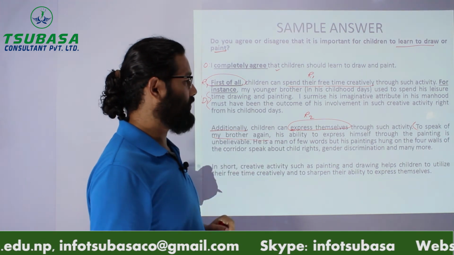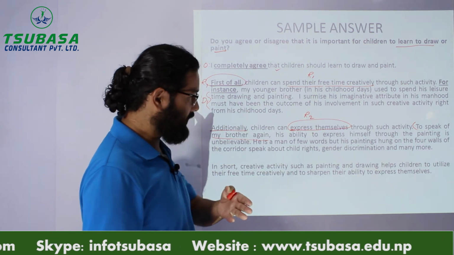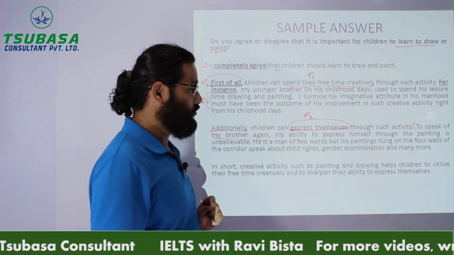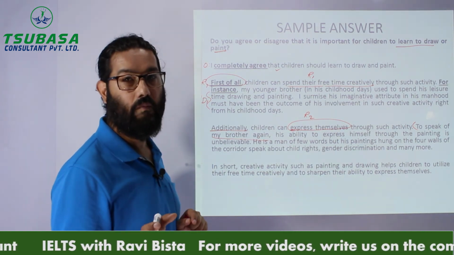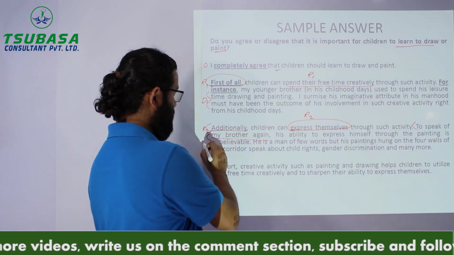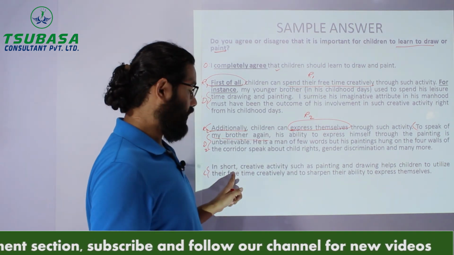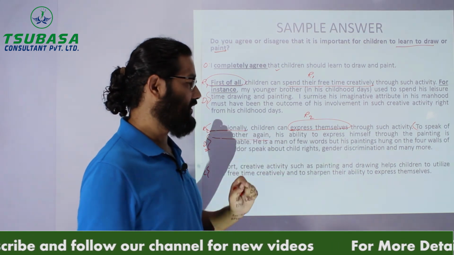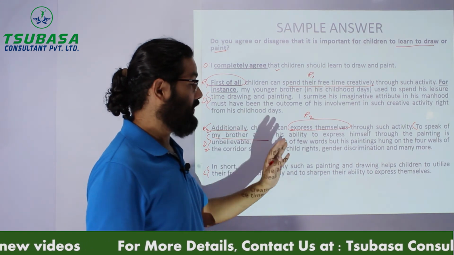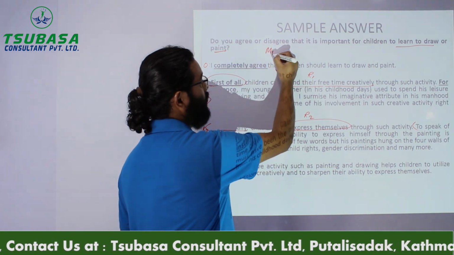His ability to express himself through the painting is unbelievable. He is a man of few words, but his paintings hung on the 4 walls of the corridor speak about child rights, gender discrimination, and many more. So this means I'm giving R2, D2. In short, this is C. In short, creative activities such as painting and drawing help children to utilize their free time creatively and to sharpen their ability to express themselves. So here I've used module 1.